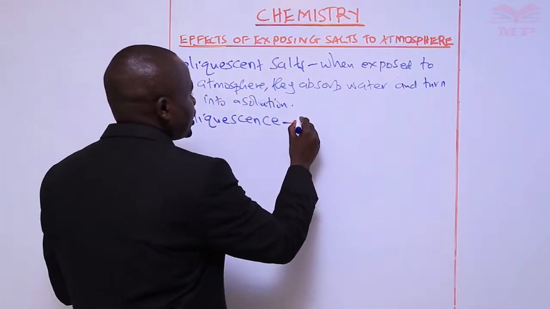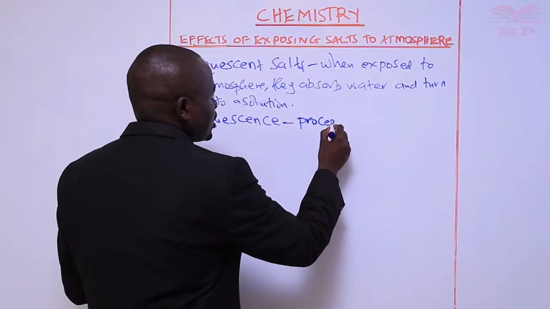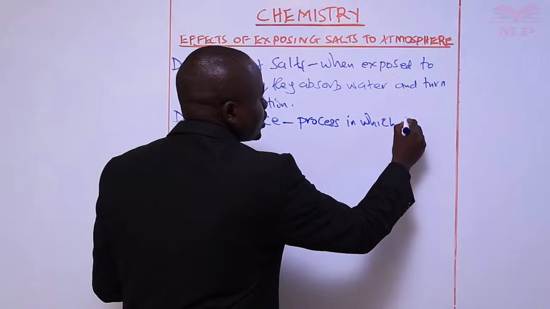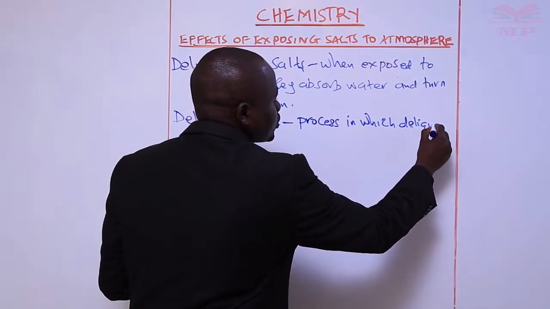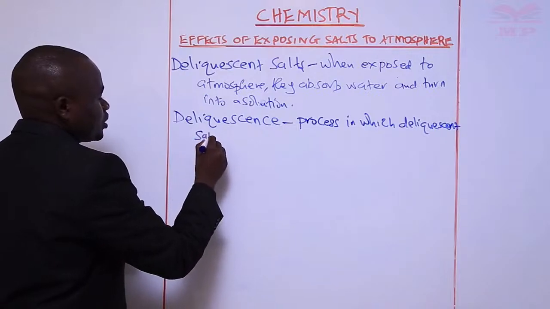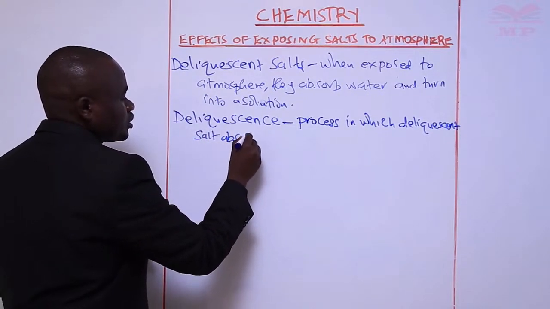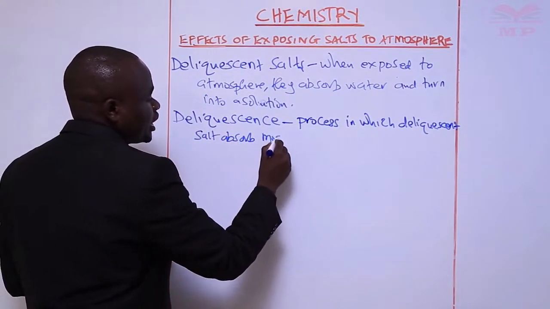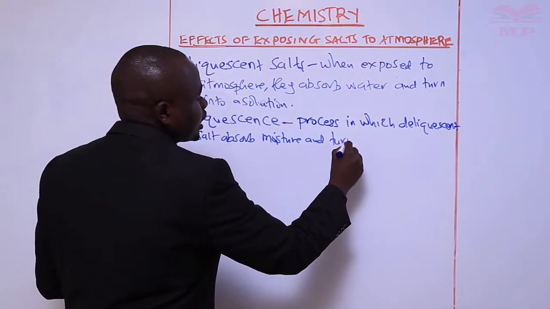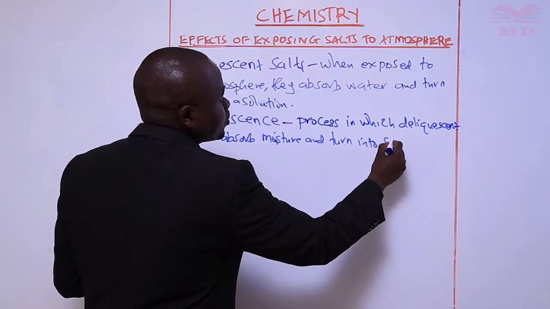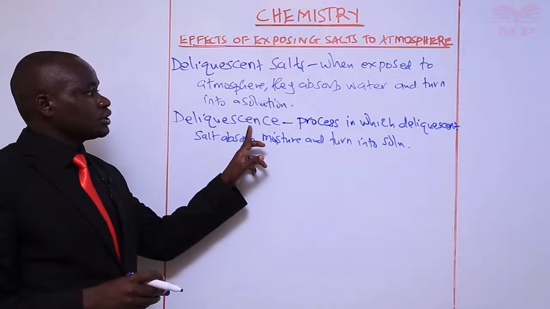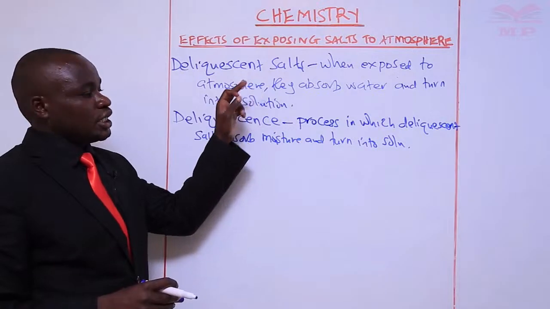So we are saying it is a process in which deliquescent salt absorb moisture from the air and turn into a solution. So it's a process. So deliquescence is the process, but deliquescent is the salt.